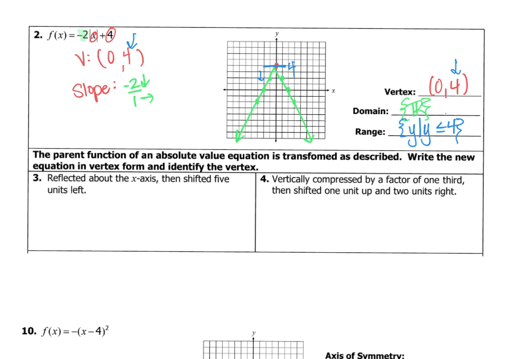So for numbers 3 and 4, we are working backwards. We're going to be told the transformations that are happening to the absolute value function, and then we're going to write the equation that represents that. So on number 3, it says we are reflected about the x-axis and then shifted 5 units left.